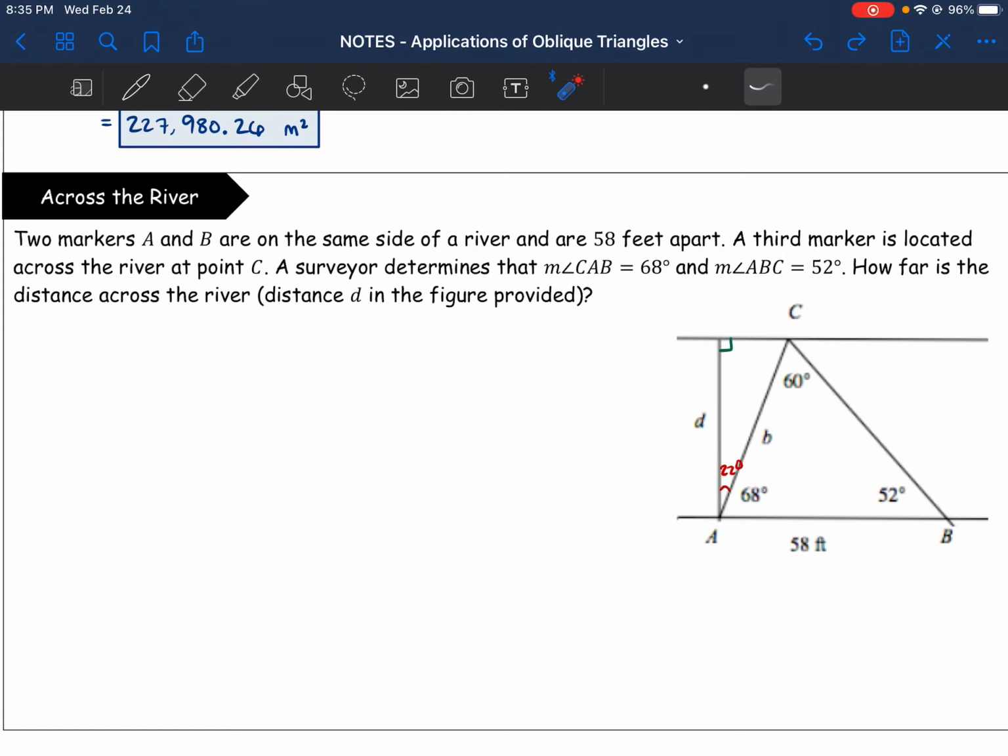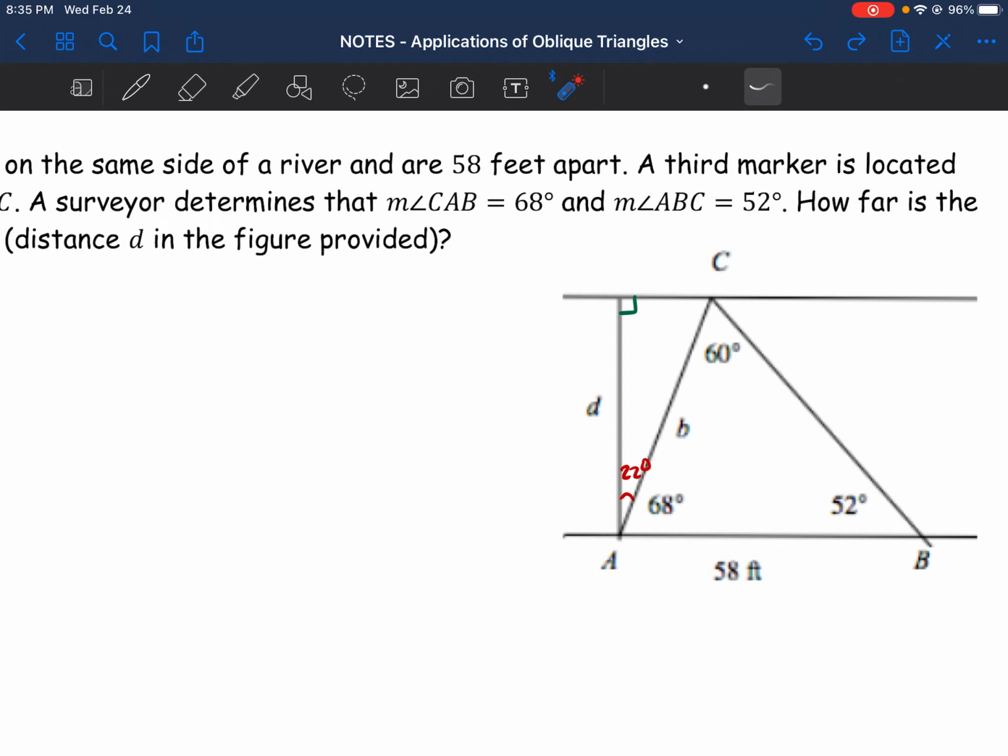Okay, a couple things to notice here in our picture. They gave us the 68 degrees and the 52 degrees. They also gave us the 60 degrees. And we of course know that the angles of a triangle add up to 180 degrees. Now what I decided to do real quick is to go ahead and calculate this angle right here. We know that this is a 90-degree angle. So 90 degrees minus the 68 degrees gave us the 22 degrees right there.